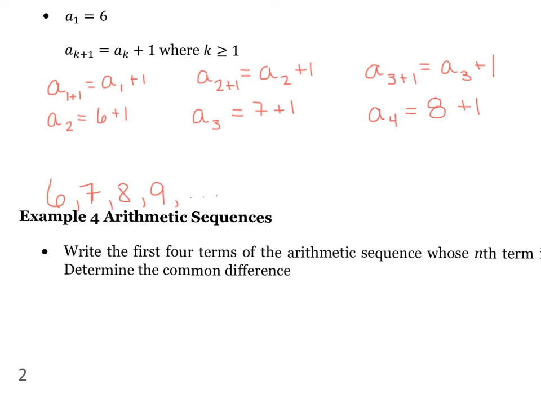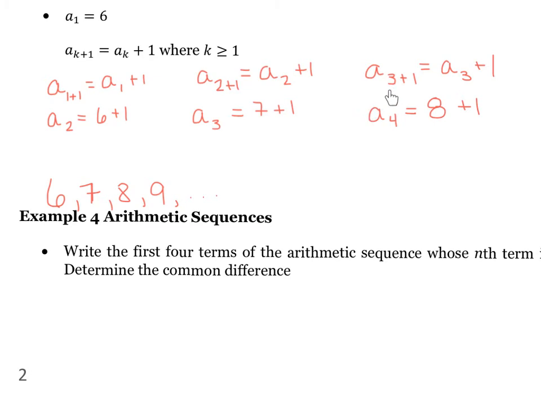Do this again. I'm going to plug in 2 for my k, both here and here. And this says to find the third term, I'm going to take my second term, which I happen to know is 7, and add 1. So my third term is 8.